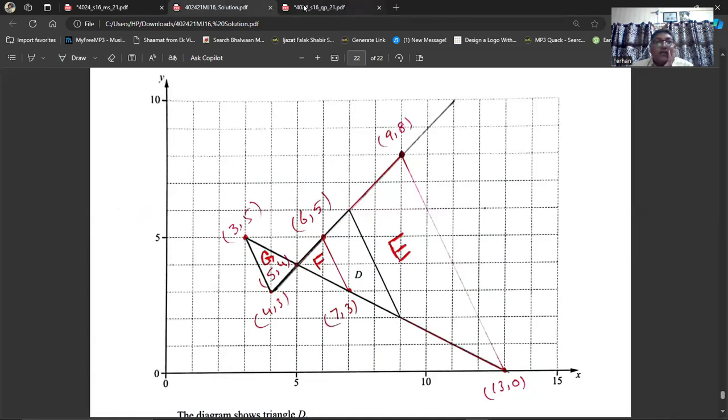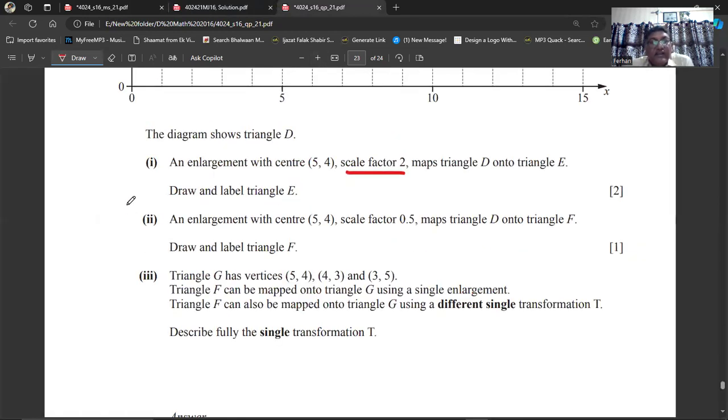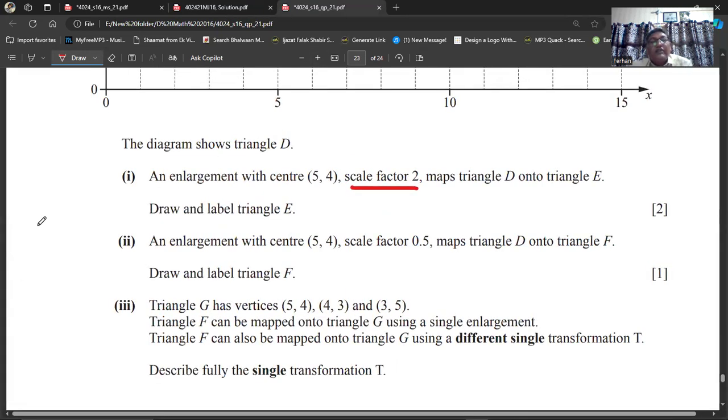Okay. Now the next part they are asking is an enlargement with the center. Let me increase the size. An enlargement with the center 5, 4, scale factor 0.5, maps the triangle D onto triangle F. Draw and label the F.